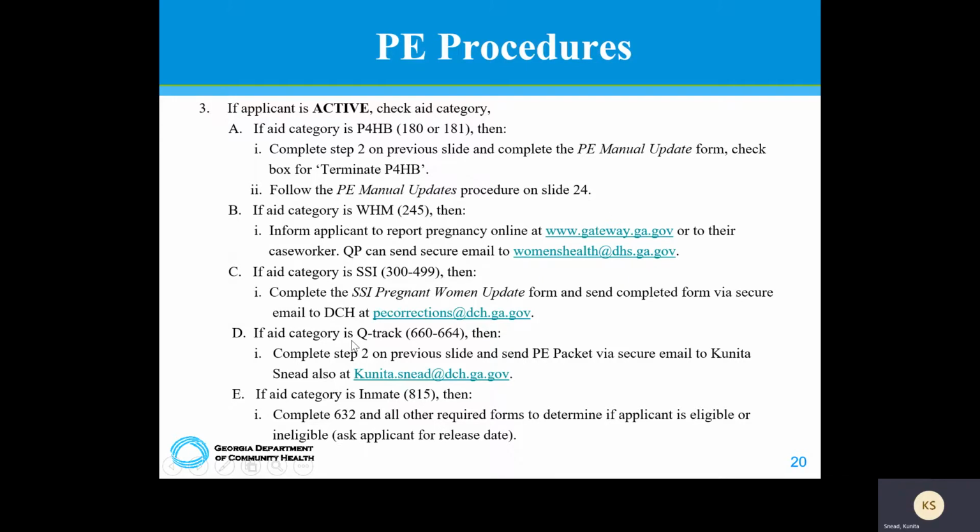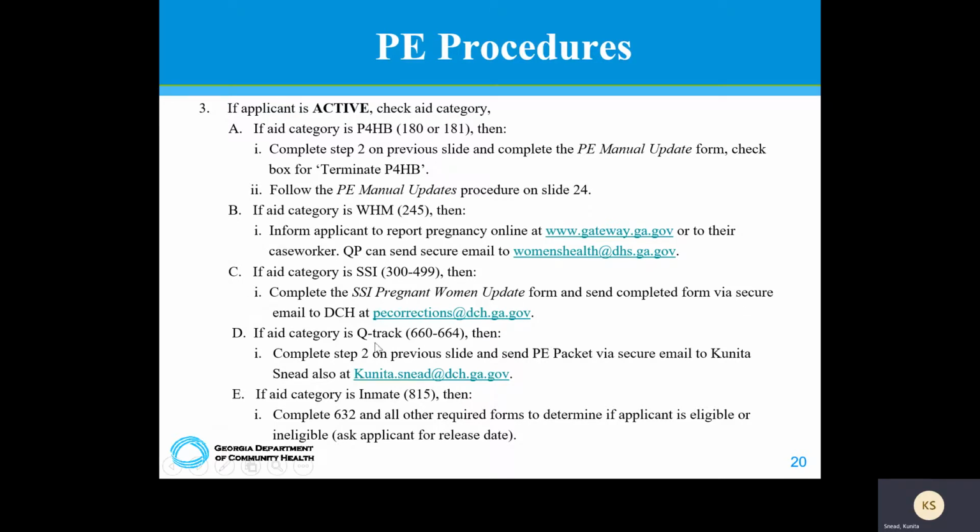Next A category is Q-Track. If they're active on Q-Track, you're going to follow the same procedures like we did for P4HB, except you're not going to do a PE manual update form. The only thing you're going to do is when you're sending your PE packet to DFACS, you're going to be sending me a copy of it as well. And then in the body of your email for me, just make sure that you put, this member was approved for PE, but it's also active on Q-Track.